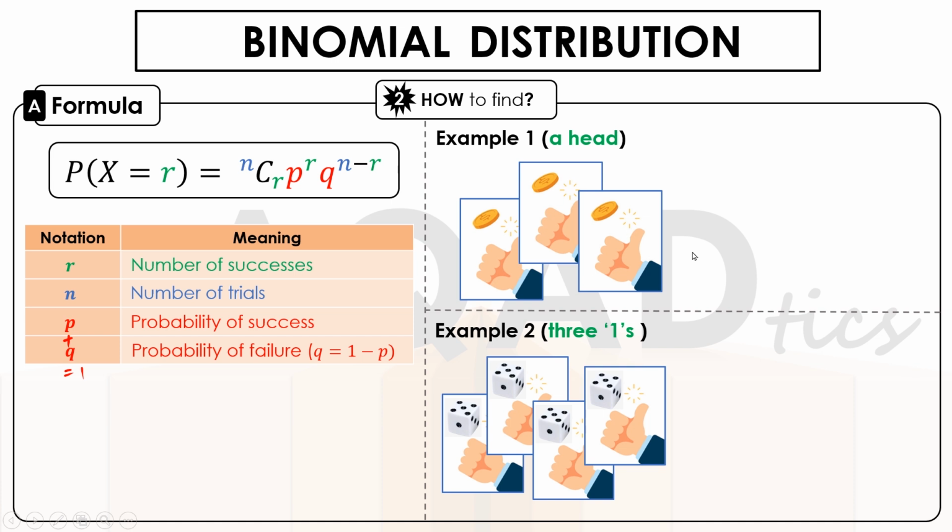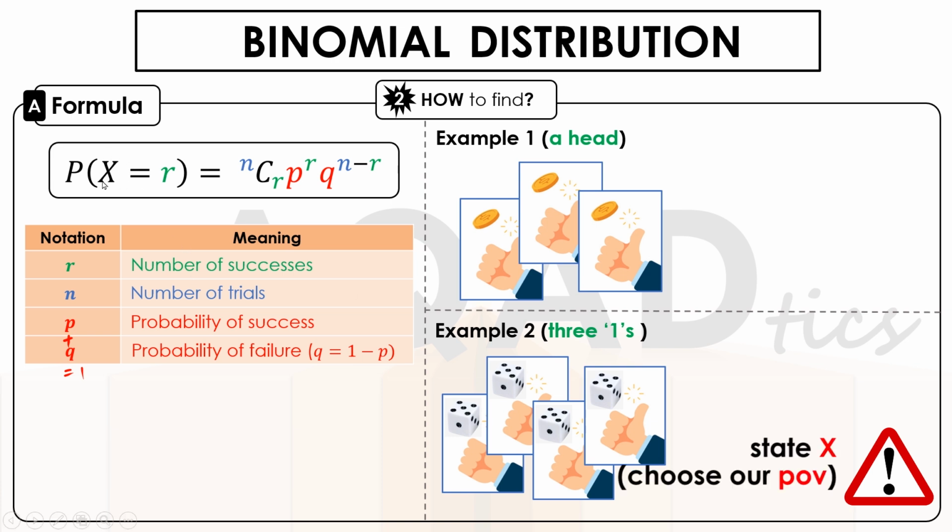So let's look at the first example here. Before we go into the calculation, let's determine our X. What are we focusing on here, and what is our stance? Our stance here is we need to focus on the number of heads. We just focus on the number of heads, not the tails. So here, we will put P of X equals to our number of successes, which is 1.